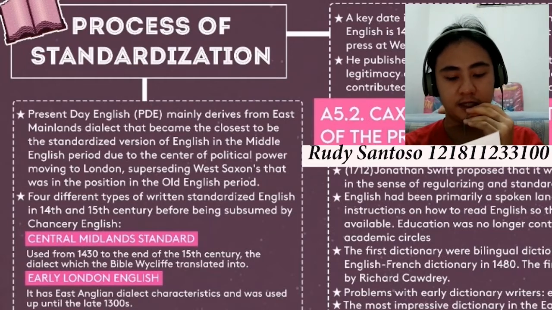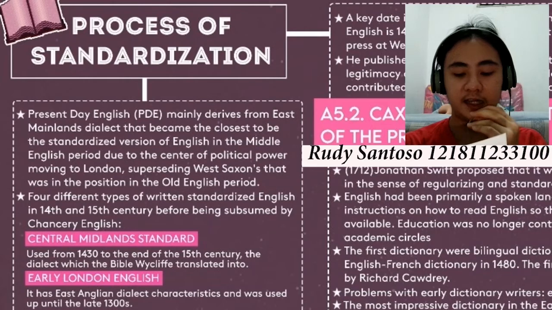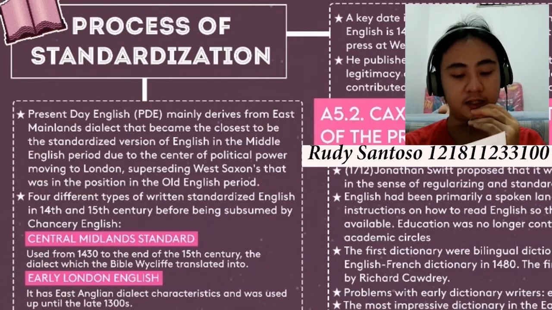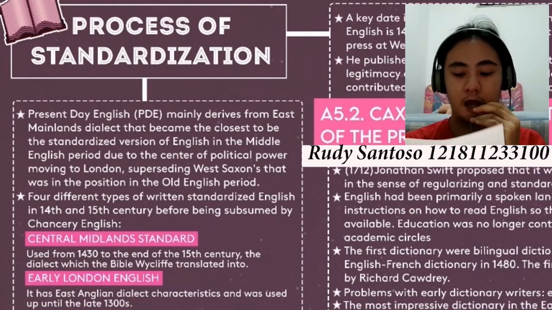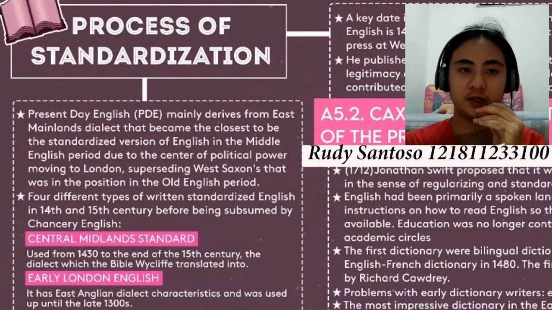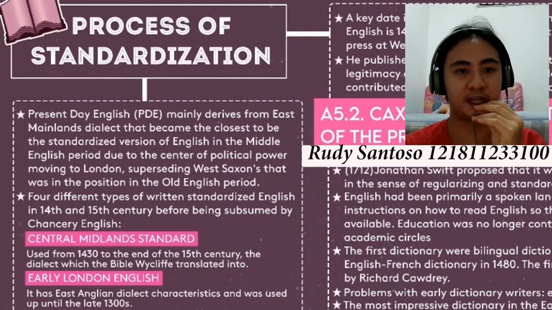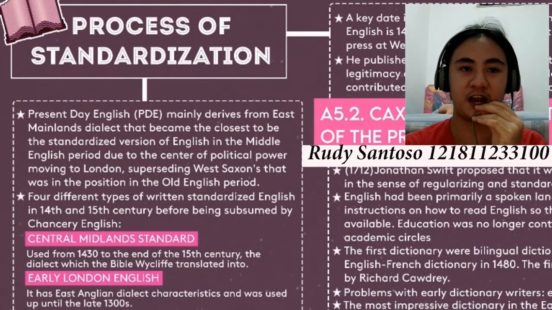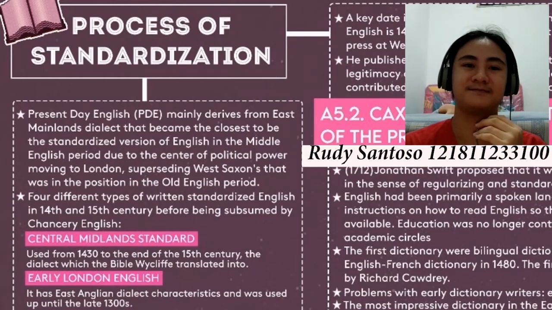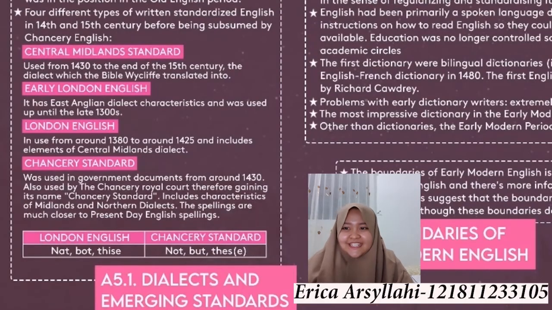And then the second one is the early London English. It has East Anglian dialect characteristics and was used up until the late 1300s. The next 2 are going to be explained by my friend Arsyllahi. Please, Erika. The third one is London English.